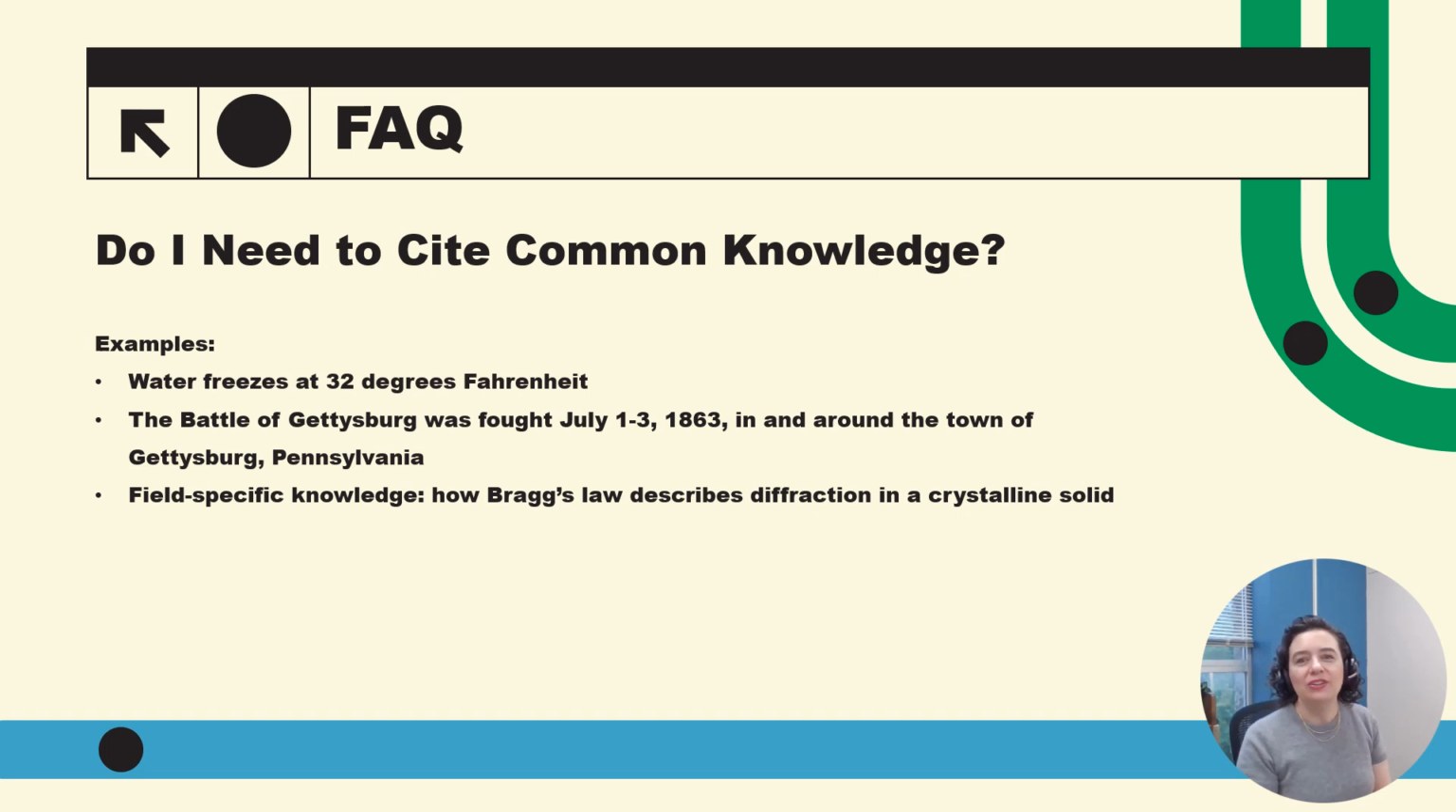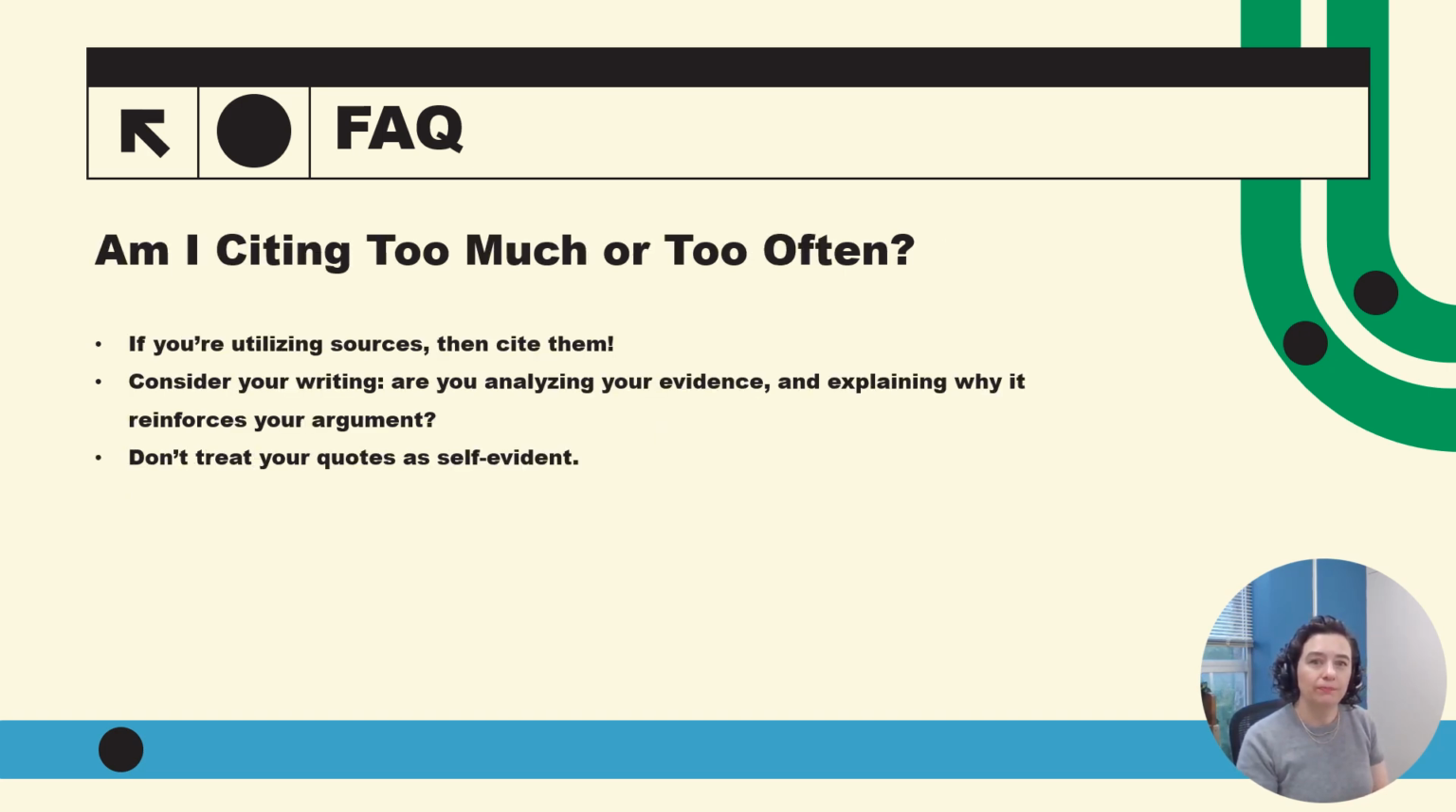However, whether or not you can expect your reader to know these things really depends on your audience and your field. Do I know that water freezes at 32 degrees Fahrenheit? Yes, I do. Do I remember the date of the Battle of Gettysburg off the top of my head? No, but it's general knowledge that's easy enough for me to look up. Would a physicist already be familiar with Bragg's law? Yes, but I am not a physicist, so I'd need to get that information from a source and cite it. So when in doubt, put in a citation.